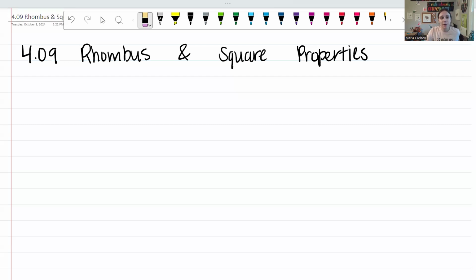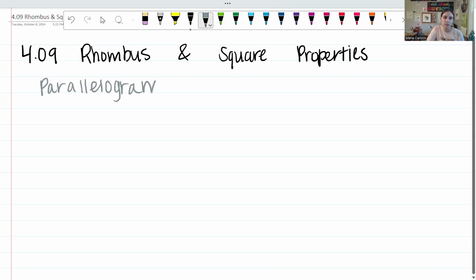Hi everybody, in this video I'm going to go through our lesson on rhombus and square properties, and to get this lesson started I want to first focus on the parallelogram family tree, kind of our parallelogram hierarchy. So I hope you are familiar with our parallelograms and what they look like. So a parallelogram might look something like this.